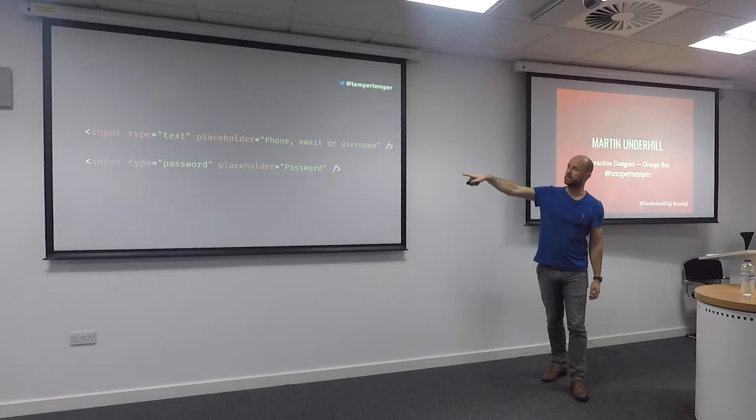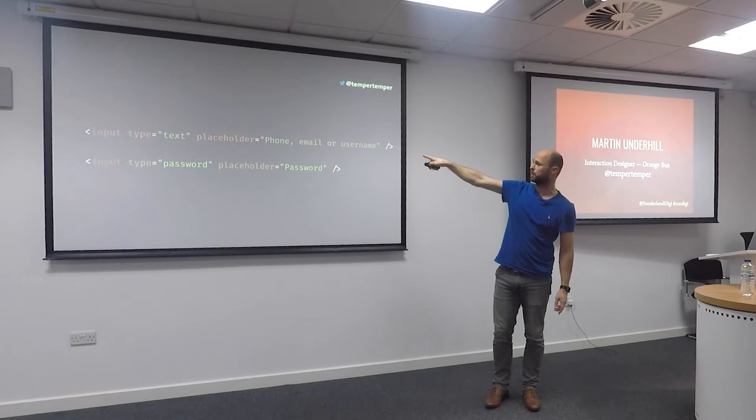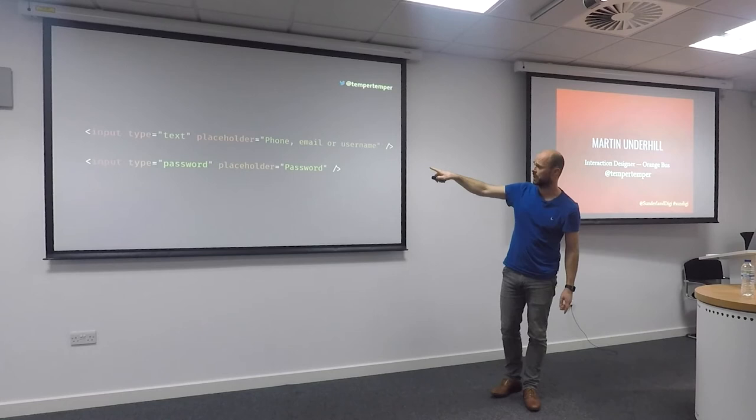That's what it would look like in terms of the code boiled right down. So you've got two inputs. The first one's a text, the second one's a password. The first one there has the placeholder of phone, email, or username. Second one has the placeholder of password. And that's what not to do.